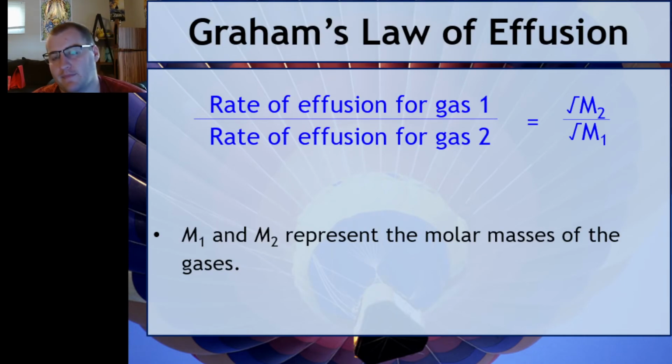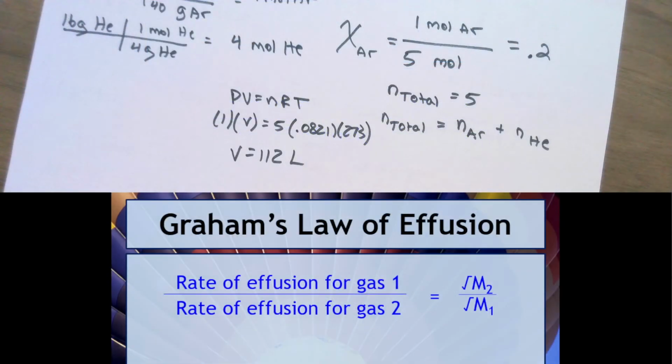All right. We can actually calculate the rates of effusion for a couple of different gases. So let's try to do that. We have this formula here. The rate of effusion for gas 1 divided by the rate of effusion for gas 2, we have a proportion set up, equals the square root of M2 over the square root of M1. Okay? M1 and M2 are the molar masses of the gases. This is a little bit weird, but let's just look at an example.